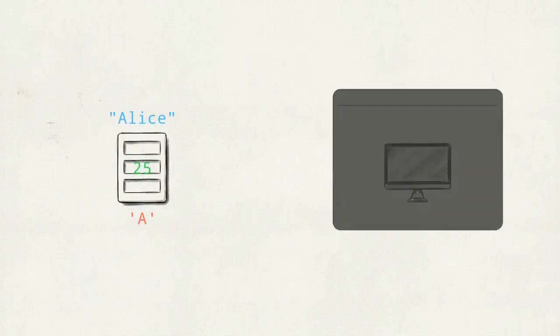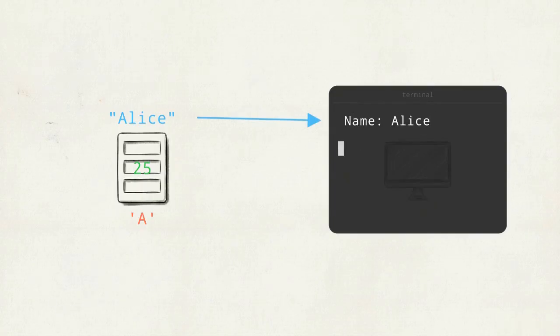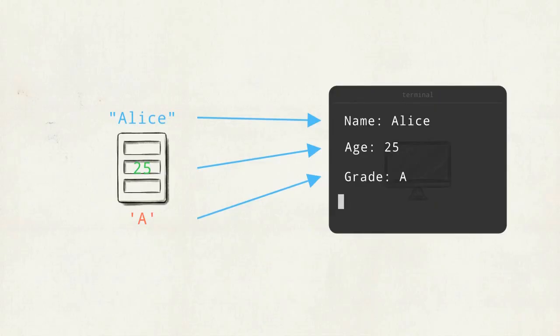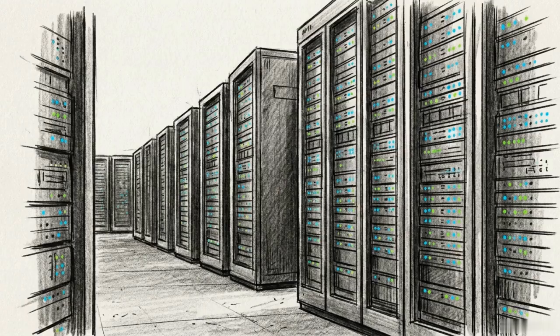Your task now is to build a formatted profile card entirely from scratch. You will need to declare distinct variables for a name, age, and grade, and output them to the terminal using proper line breaks. These foundational mechanics, compilation, memory allocation, and input-output, remain the standard tools used to engineer global software networks and complex operating systems.